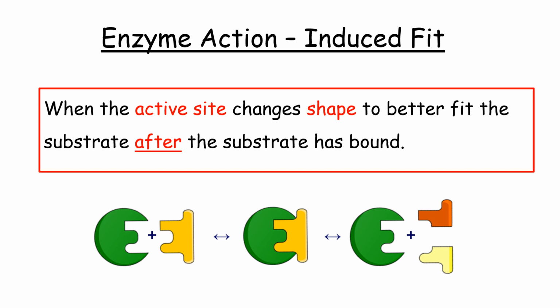The way that enzymes solve this problem is through this process called Induced Fit. Induced Fit is when the active site changes shape to better fit the substrate after the substrate has bound. Now, the key word in this definition is the word after. The active site will not change shape before the substrate binds. It's only after it binds that it will then change shape so that it becomes more tightly fitted around the substrate, which will allow the enzyme to do its highest reaction.